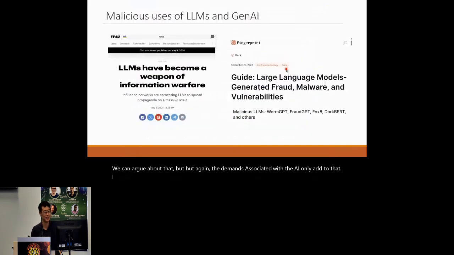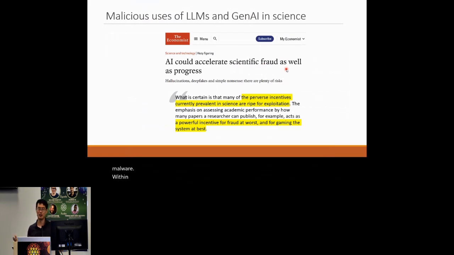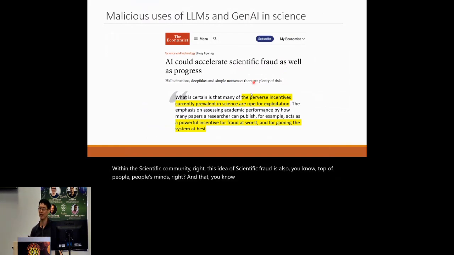We obviously can't ignore the malicious uses of LLMs and generative AI technologies. There have been many examples where these tools have already been used for phishing and perpetuating misinformation, scams, fraud and malware. Within the scientific community, this idea of scientific fraud is also top of people's minds, given the perverse incentives in our academic systems that encourage fraud or gaming the system. Think about things like writing papers and manipulating figures.